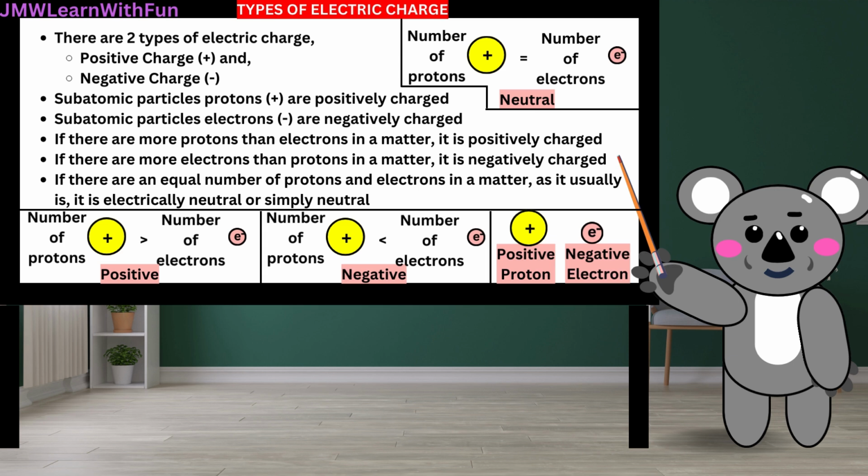If the number of protons is greater than the number of electrons, we get a net positive charge. If the number of protons is less than the number of electrons, we get a net negative charge. If the number of protons is equal to the number of electrons, we get a neutral material.